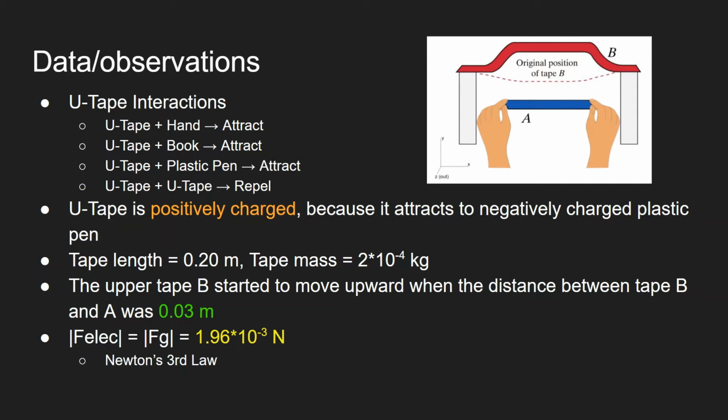Based on the observation, we know that the tape is positively charged because it attracts to the negatively charged plastic pen. It was measured that the tape length is 0.2 meters and the mass is 2 times 10 to the negative 4 kilograms. And the upper tape started to move upward when the distance between the two tapes was 0.03 meters. The magnitude of electric force and gravitational force was equal to each other, and this was 1.96 times 10 to the negative 3 newtons, and this is due to Newton's third law.